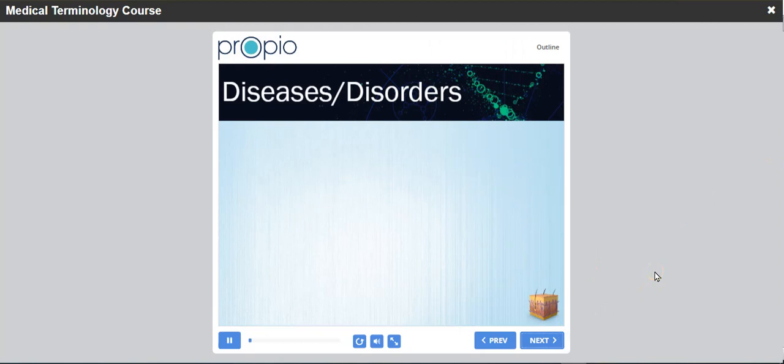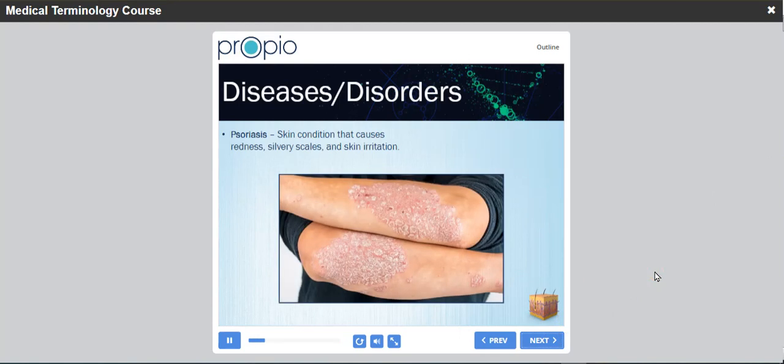Let's talk about sample diseases and disorders related to this system. Psoriasis is a skin condition that causes redness, silvery scales, and skin irritation.